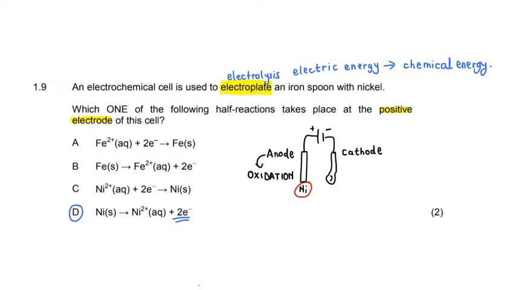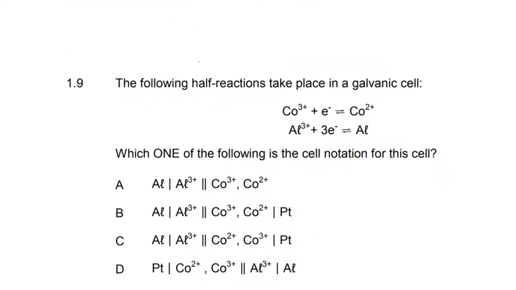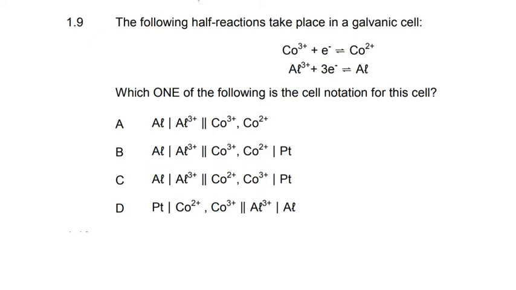Right, so moving swiftly along to November 2015, we now have question 1.9, which says that the following half reactions take place in a galvanic cell. So that's important for us to know, that over here what we're looking at is a galvanic cell.